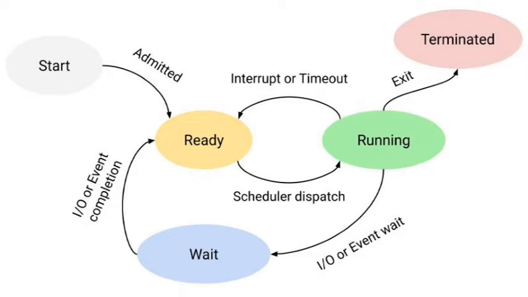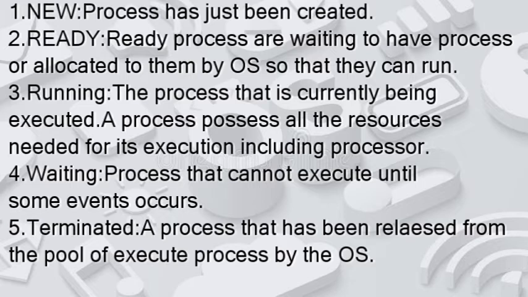Coming to the very first state, that is new. What does new mean? A process that has just been created. Whatever process has just been created is called a new stage process. Second, ready. Ready processes are waiting to have a processor allocated to them by the operating system so that they can run. What do we mean by ready? Like when we are about to run a race, they ask us to do 3, 2, 1, ready, go. So a ready process is one that is waiting to have a processor allocated and is ready to run.